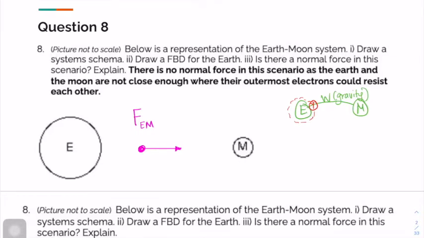And then, is there a normal force in this scenario? So number 3, no normal force, because the objects are not touching. No normal force because the objects are not touching.